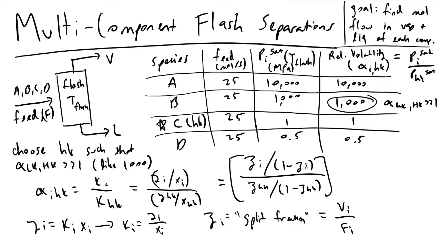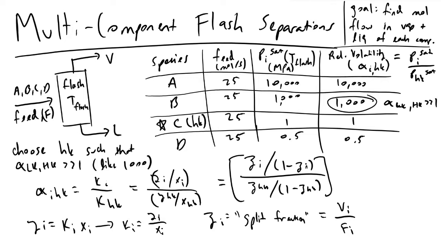Zeta sub I is telling us how much of our species I ends up in our vapor phase versus how much of it is going to be in the liquid phase, and this will be proportional to this whole quantity, the quantity as a whole, but not necessarily the individual components.